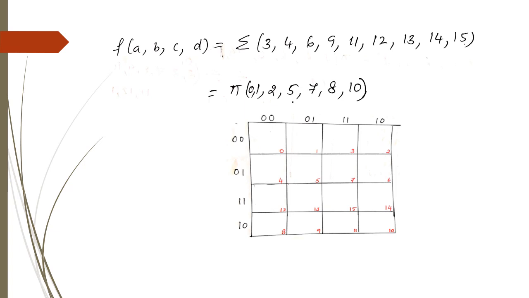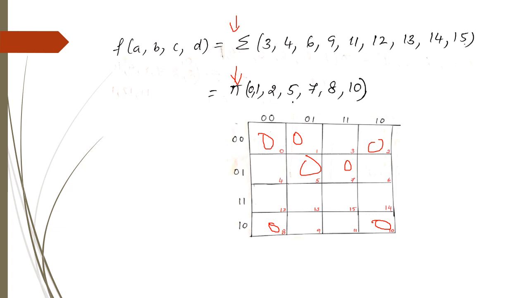Next you have to find the minimal product of this particular expression. Here they have given the summation term, which means they have given min terms. You are supposed to find the max term of that, that is pi of this. So you write the equivalent pi of this and put zeros in these positions, that is 0, 1, 2, 5, 7, 8 and 10, and then you start grouping.